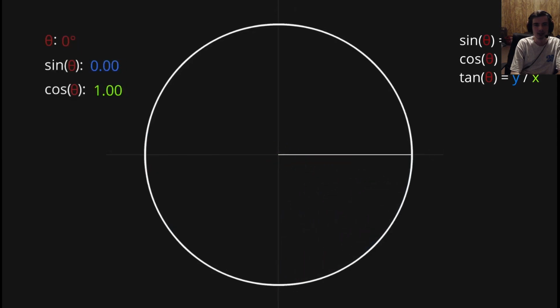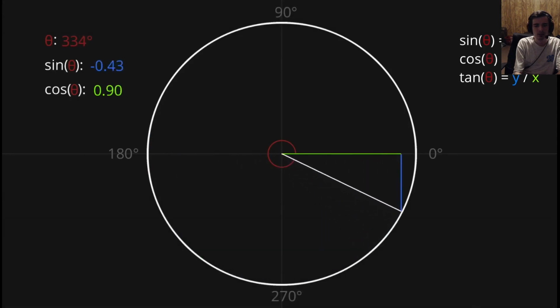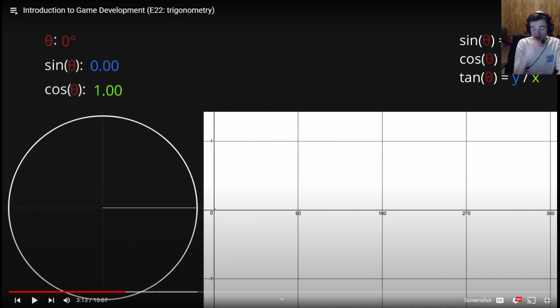So plotting the length as theta increases. Okay, so he's literally just going to plot the length of the blue line. He's just going to plot the sine and cosine waves. Crazy. This is like a crash course introduction to trigonometry right now, pretty much.